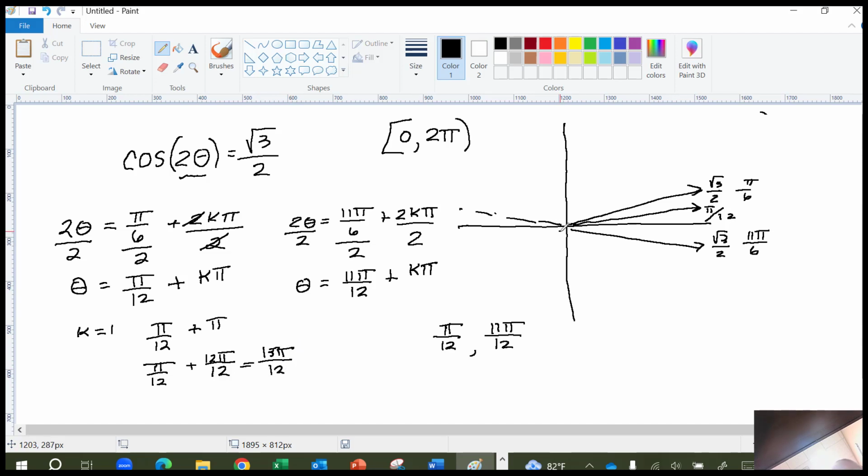Now you're thinking, okay, but that's here. No, it's not, because this is twice theta. We're saying theta is 13 pi over 12. When it's twice theta, when you multiply that twice, we're not really looking at 13 pi over 12. We're looking at 26 pi over 12, right there. And we'll check those in just a minute.